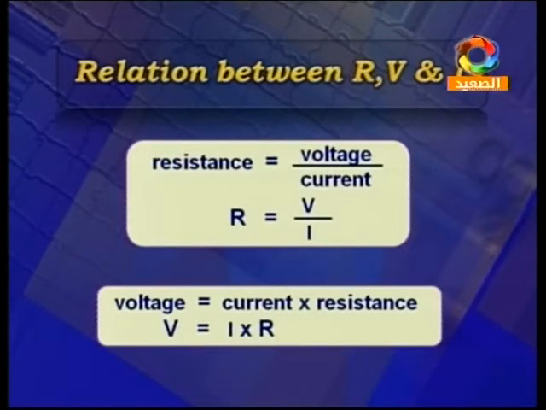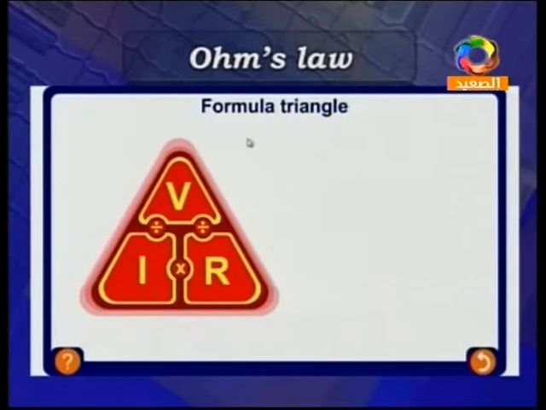What is meant by voltage? Potential difference. It is symbolized by V. And the current is symbolized by I. So here we have R equal V divide I. This resistance is from Ohm's law. And the voltage equals current times resistance, so V equal I times R. This is the mathematical relation between V, I and R according to Ohm's law.